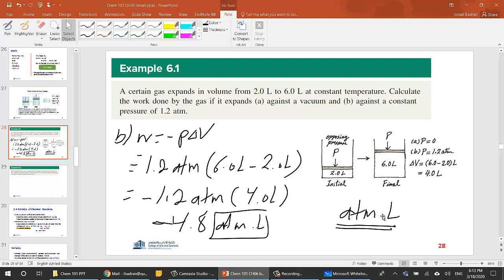It's negative because the system is expanding. We are starting with a small volume and it goes to a big volume. The system is expanding, that means doing work on the surroundings, and therefore the work in that case is negative. Now let's go back to case A, where it's expanding against vacuum.